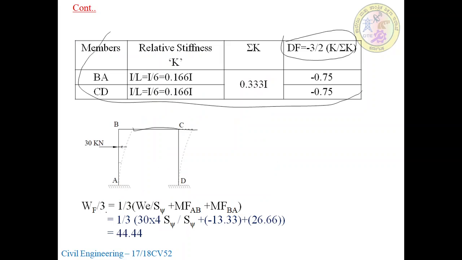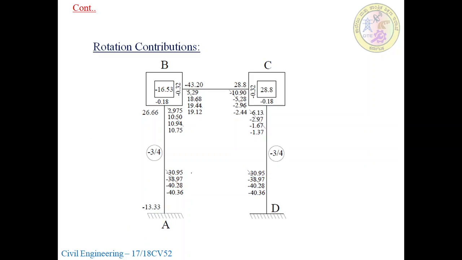So here again we have to calculate the W by 3. There will be a standard equation here. W is the load and e will be the eccentric distance, and psi is the angle psi value. W is the load, e is the eccentricity, and psi, with MFAB and MFBA, these are the fixed end moments. So you will get 44.44. This will be the rotational contribution.